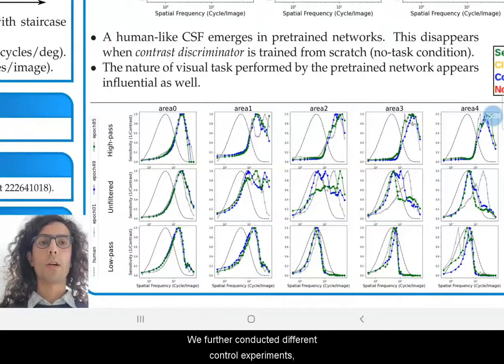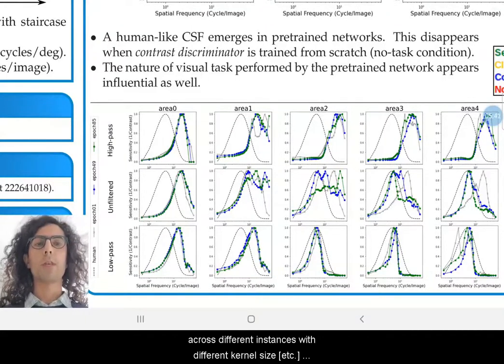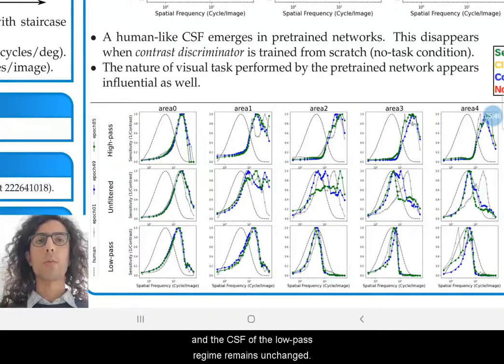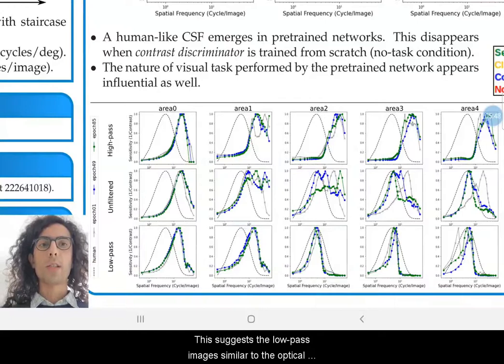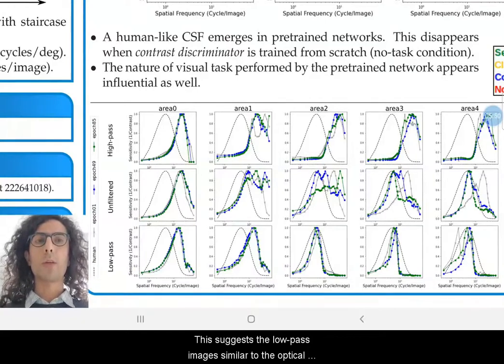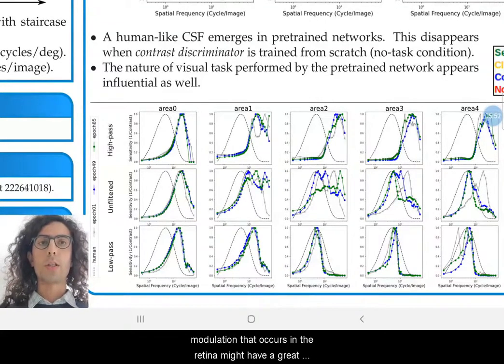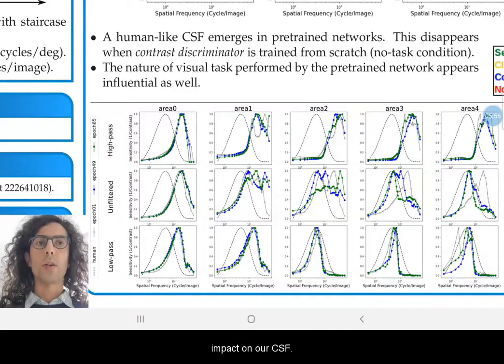We further conducted different control experiments across different instances with different kernel sizes, and the CSF of the low-pass regime remains unchanged. This suggests the low-pass images, similar to the optical modulation that occurs in the retina, might have a great impact on our CSF.